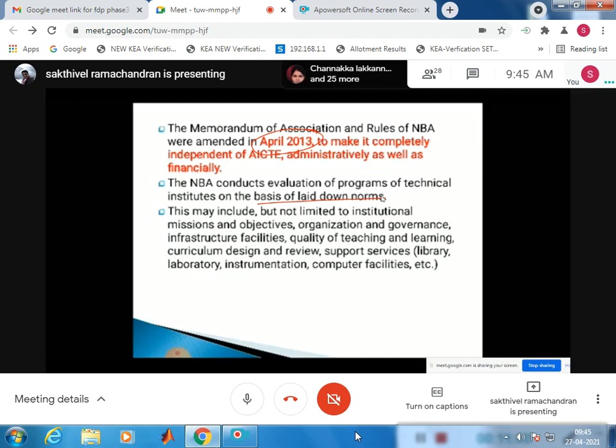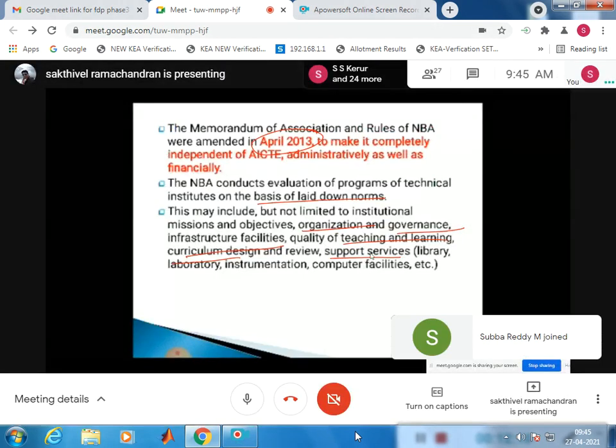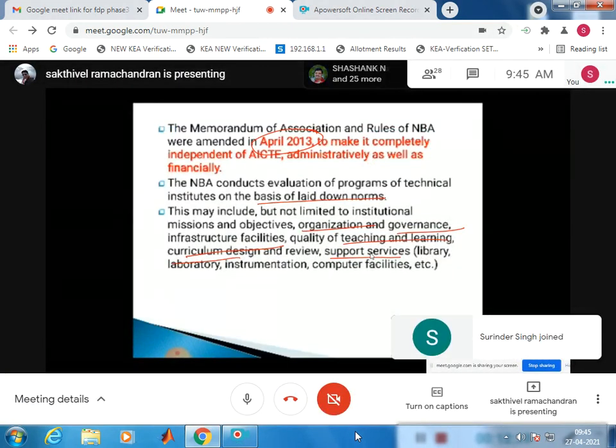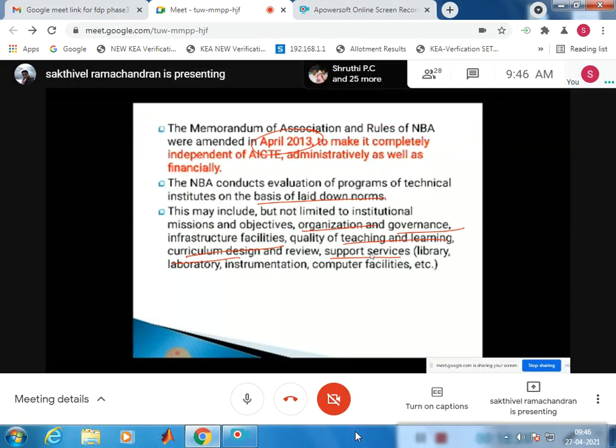It speaks about the organization, governance, infrastructure that is being provided, the teaching learning process, the quality of teaching learning processes, then the curriculum design, reviews, and support services offered to the learners. All this comes into the picture. So when we say NBA auditing, it's more or less concentrating on this broad domain, later fine-tuned with different criteria, which have been broken down to the small criterion level, which are validated very specifically with well laid down norms.